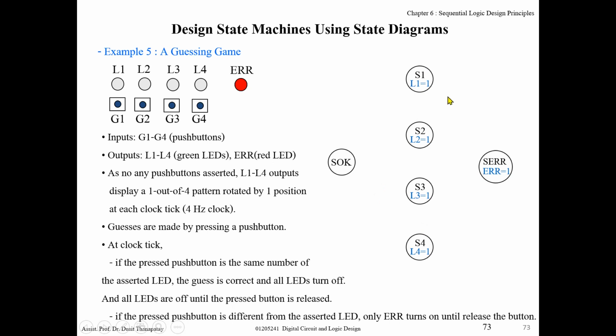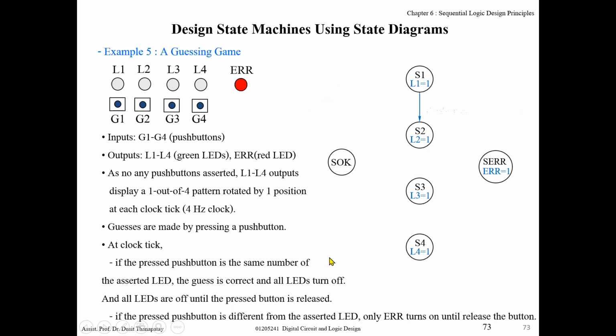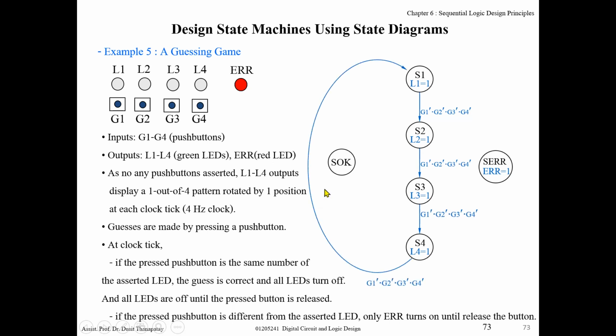Then how about the next state for each state? If no input is active, the state will change from S1 to S2, S2 to S3, S3 to S4, and repeat S1 again. So you can write the condition something like G1 prime and G2 prime and G3 prime and G4 prime for the transition expression for each arrow. This one also, this one also, the same condition. So you can define the condition for state change when no input is active.